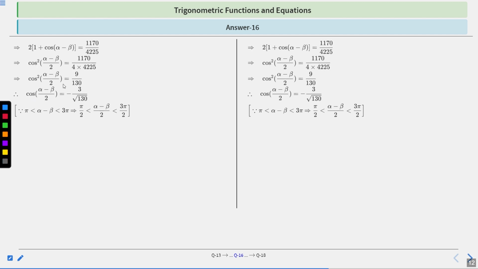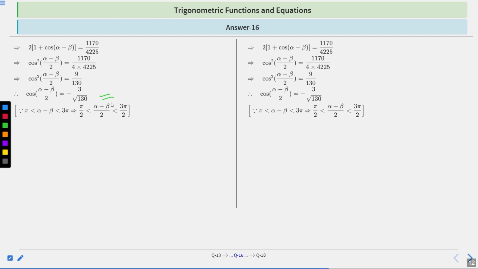Now, cos (alpha minus beta) upon 2 can be plus minus 3 upon root of 130. Now, since alpha minus beta is between pi to 3 pi, therefore (alpha minus beta) by 2 will be between pi by 2 to 3 pi by 2, that is in the second quadrant. And cos theta is negative in the second quadrant, therefore cos (alpha minus beta) by 2 will be equal to minus 3 upon root 130. Right, therefore minus 3 upon root 130 is the right choice. Got it?